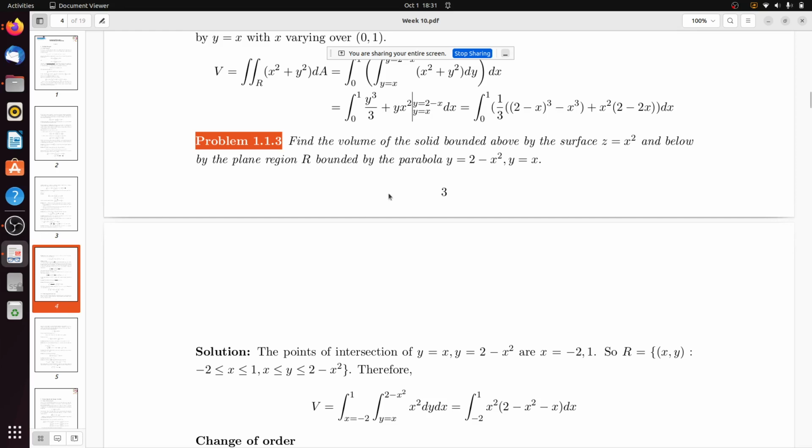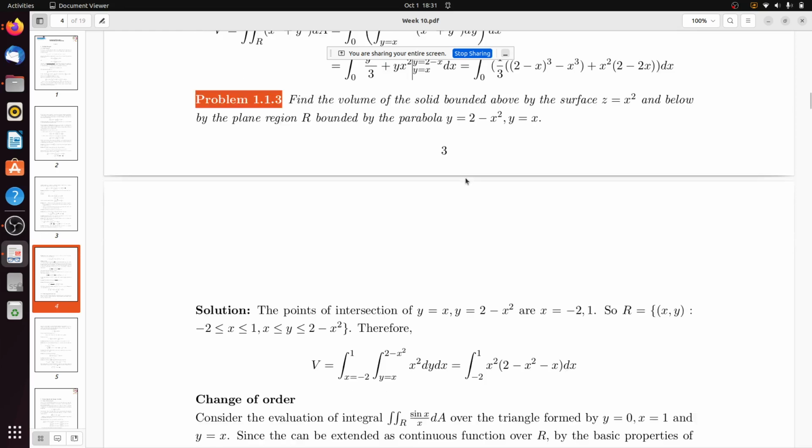Because if you put x equal to minus 2 here, you will get y equal to minus 2, and also x equal to 1 gives y equal to 1, which is the other intersection point. So just vary x from minus 2 to 1 and vary y from x to 2 minus x square, and just integrate x square dy dx.